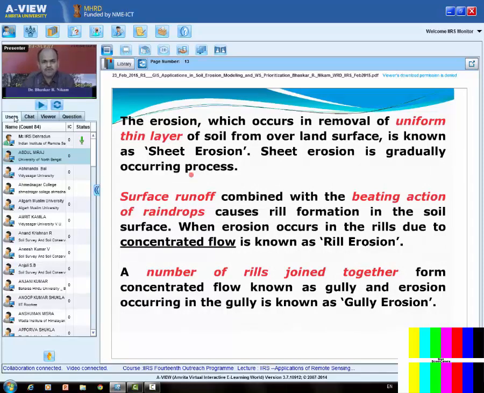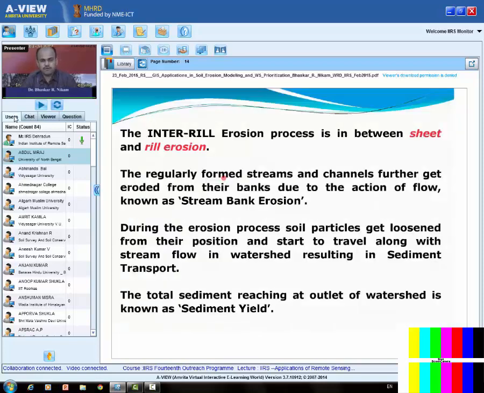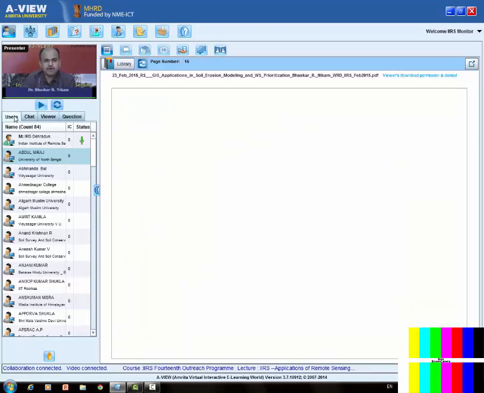Now we have seen this: if the erosion is because of splash action, it is called splash erosion. If it is because of the uniform sheet of water flowing over the surface, it is sheet erosion. If it is because of concentrated water in a rill, it is rill erosion. If multiple rills join together, it is gully erosion. The erosion between rills is called inter-rill erosion. And the total sediment or soil moved out of any watershed is called the sediment yield of that watershed.